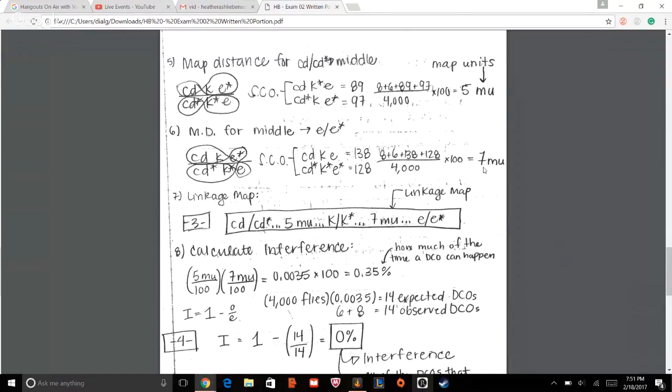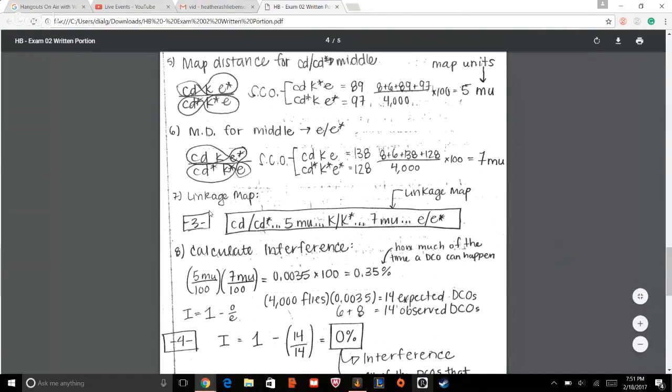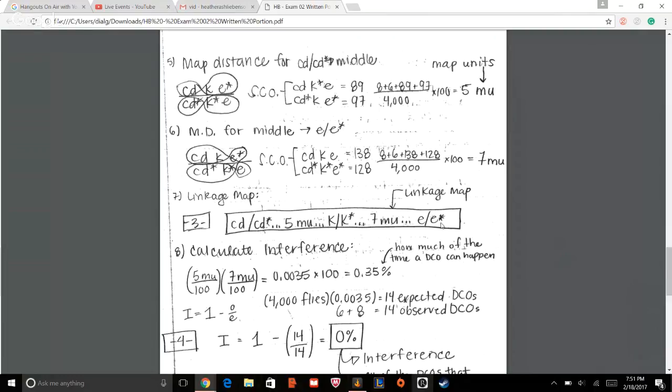So then what we can do is we can put a linkage map together in part 7. And this is what we have here. We do the alleles on the end, 5 map units, the alleles in the middle, 7 map units, the alleles on the opposite end. And this is the answer to part 3. This is our linkage map.